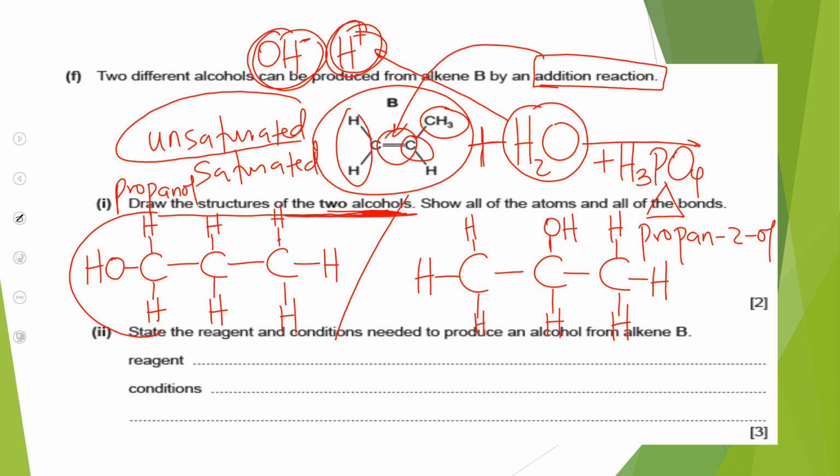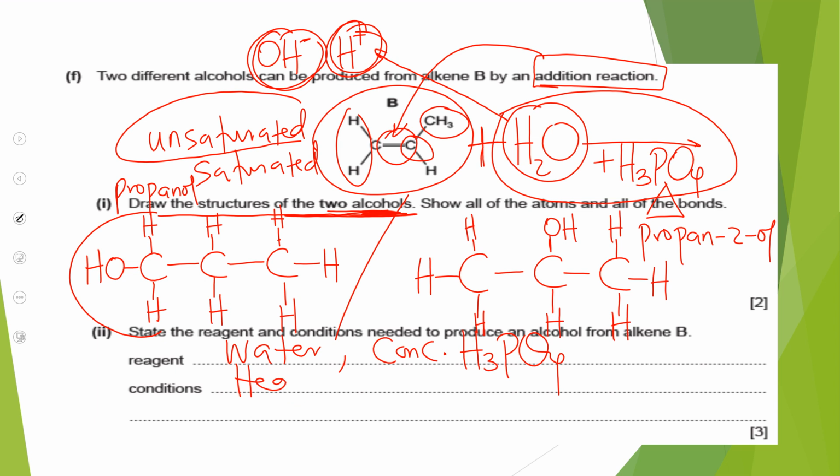What are the reaction conditions and the reagents? From this equation we've written, see the reagents right here. The reagent is actually water, and we also added concentrated phosphoric acid, H3PO4. Very good. The condition here is that there must be heat, or we can also take this as high temperature. So the reaction conditions are heat or high temperature.